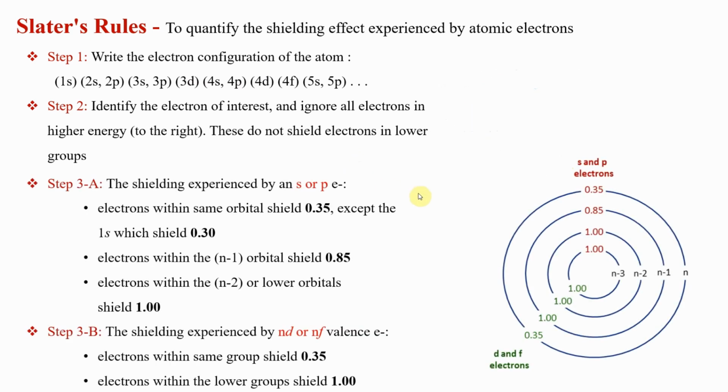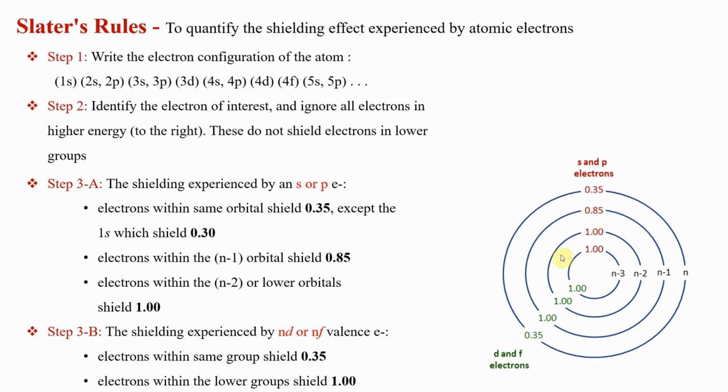Okay. Now, how does it work? You want to remember these numbers. There are two types. You need to first know whether the electron of interest they asked is S or P, or D or F. If they asked S or P, what you want to do is remember these electrons within the same orbit. Let's say 3p. Electrons within the same orbital shield 0.35. So if I ask 3p, we look at the 3s and the remaining electron in 3p. It will be 0.35, except 1s, which is shielded by 0.30.